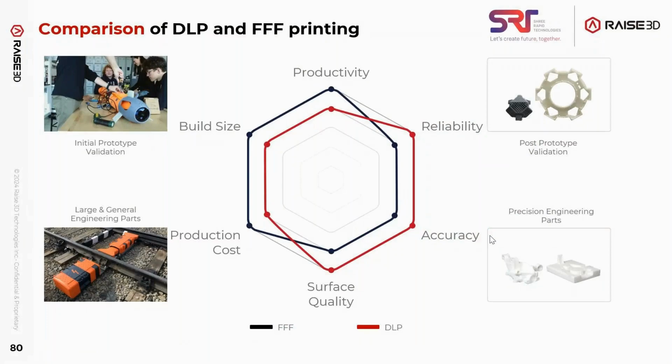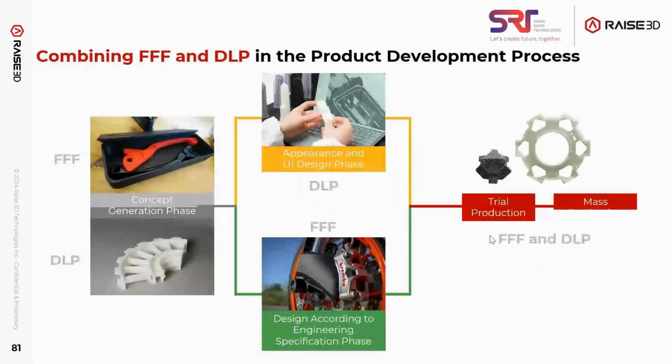So when you compare these two technologies, DLP and FFF printing, I mean, taking any 3D printing technology, every technology has its own trade-offs, right? Say, for example, FFF is good for productivity, build size, and production costs, while DLP is good for aesthetics, surface quality, and accuracy. So the trade-offs of the two can be overcome if you integrate both the technologies into your product development process, right? So ultimately, you can use it for prototyping or end-use application.